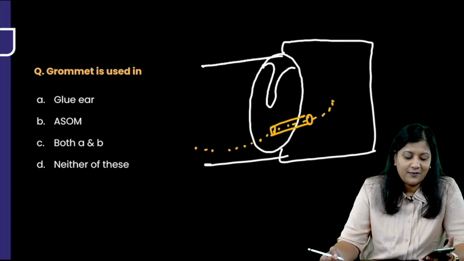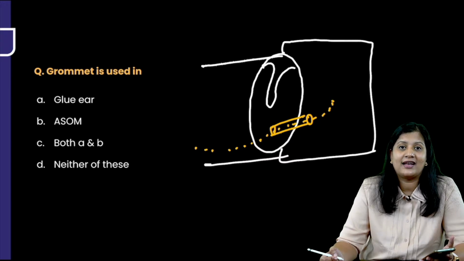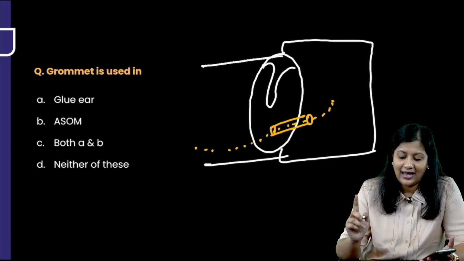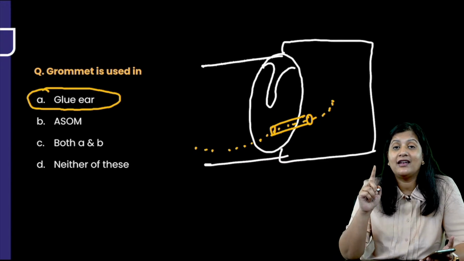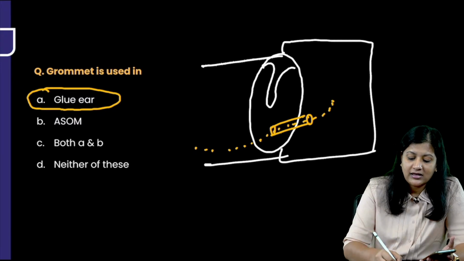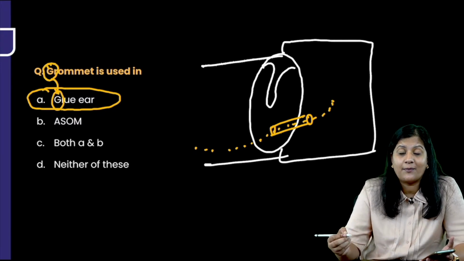Yes, some of you are mentioning C, some of you are mentioning A. Those who have mentioned A, that is your right answer. It is used only in glue ear. Grommet is used only in glue ear. Please remember, non-suppurative otitis media.